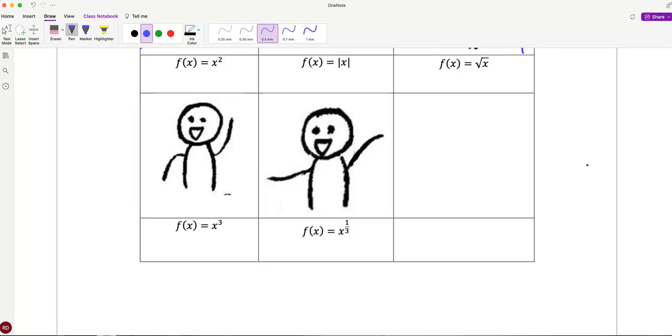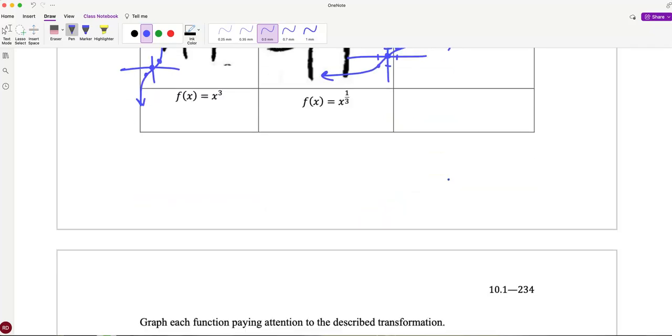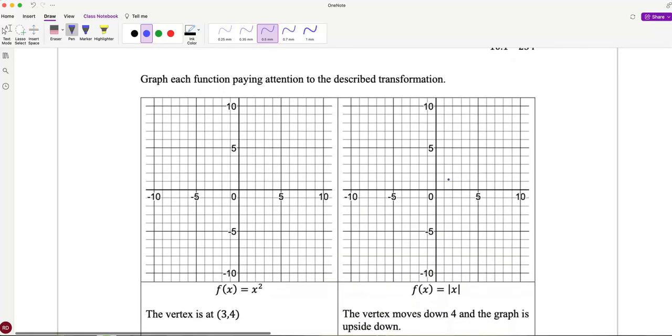Then x cubed. This one, if you see the way it looks, is one arm up, one arm down. The pattern here starts at 0, over 1 up 1, because 1 cubed is 1. Over 1 down 1, because -1 cubed is -1. X to the 1/3 has the same pattern. Cube root of 0 is 0. Cube root of 1 is 1. Cube root of -1 is -1. But this one has more of a horizontal graph. Okay. So if you know what these graphs look like, then it's much easier to plot them.